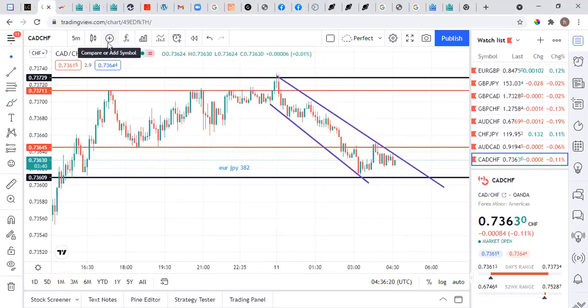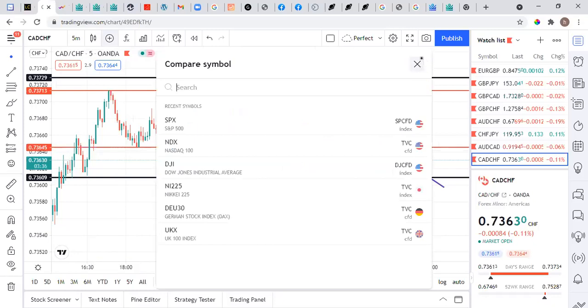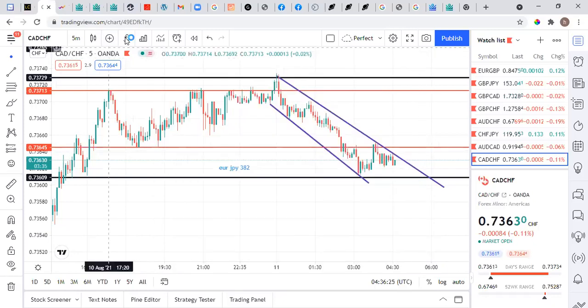So what else? Compare what symbol. What's this? I don't use this. Just ignore whatever you don't need to use.